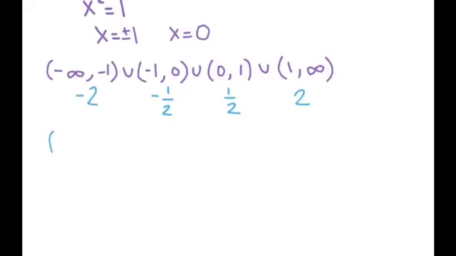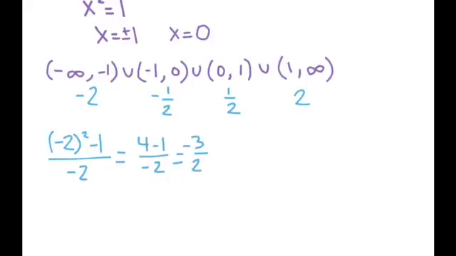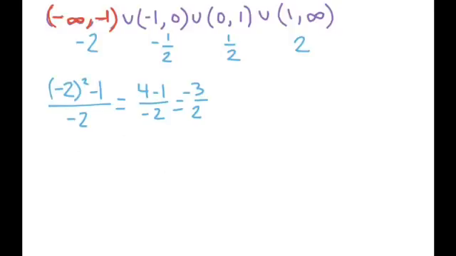So negative 2 squared minus 1 over negative 2, 4 minus 1 over negative 2, negative 3/2, and since that's a number that's less than 0, this interval would work. So that is a solution.